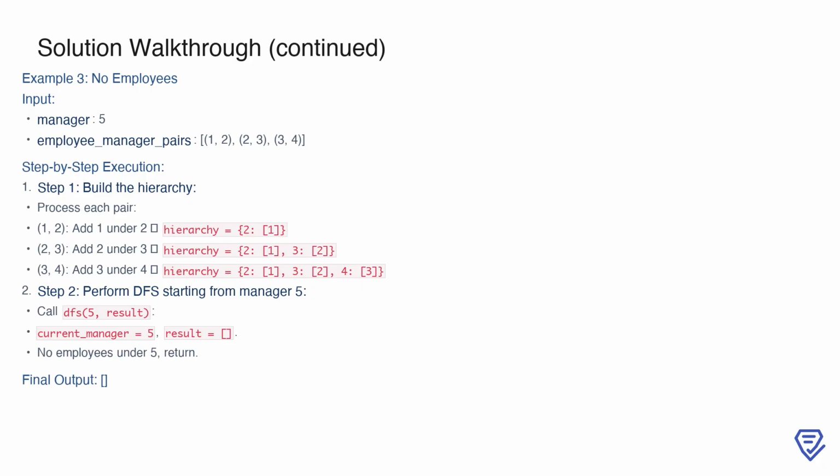Now, we perform DFS starting from manager 5. Since manager 5 has no employees in the hierarchy, the DFS function immediately returns an empty result. The final output is an empty list, indicating that there are no employees who report to manager 5.